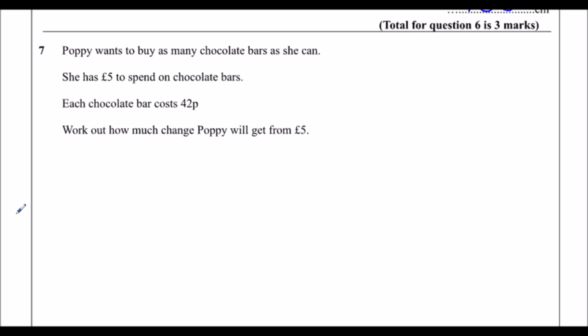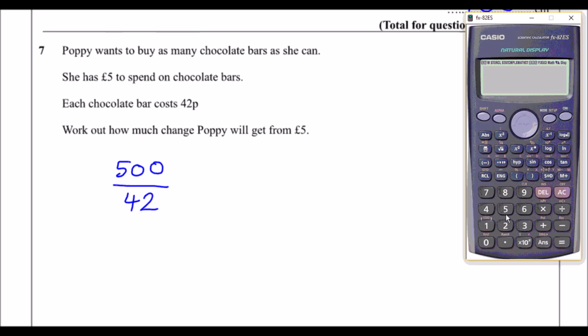Question 7. Poppy wants to buy as many chocolate bars as she can. She has £5 to spend on chocolate bars. Each chocolate bar costs 42p. How much change will she get from the £5? So we need to know how many chocolate bars she's going to buy. So £5 is 500p. And we want to know how many 42p's go into 500p. So we're dividing 500 over 42. And that's 11.9. But she can't buy 0.9 of a chocolate bar. So she's going to have to buy 11 chocolate bars.